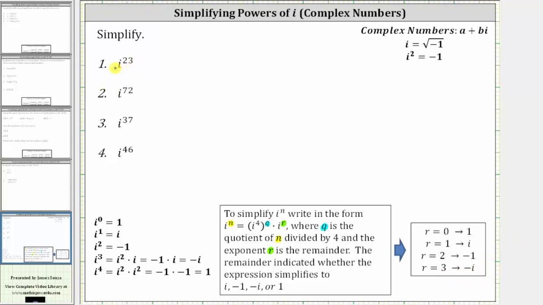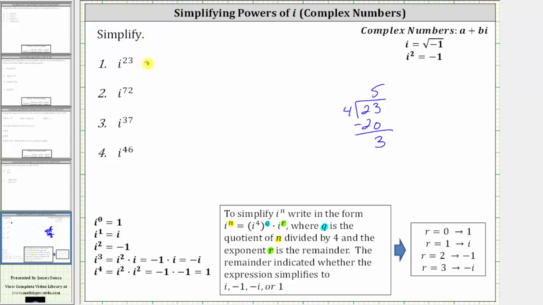Let's take a look at some examples. First, we have i raised to the power of 23. We always begin by dividing the given exponent by 4. So we have 23 divided by 4. There are 5 fours in 23. 5 times 4 is 20. We subtract, the remainder is 3. So the quotient is 5, so q is 5, and the remainder is 3, and therefore r is 3. So because r is 3, we know i raised to the power of 23 is going to simplify to negative i, but let's show some work by writing i to the 23rd in this form here.